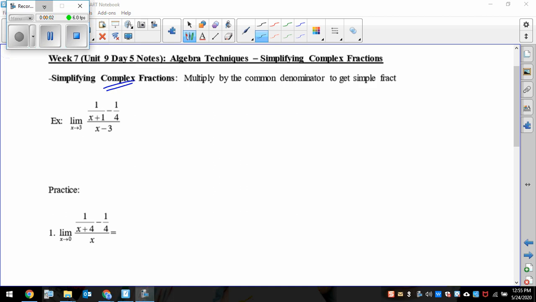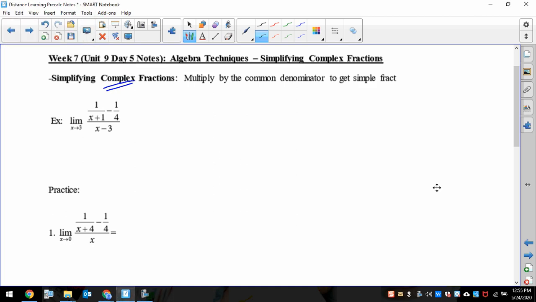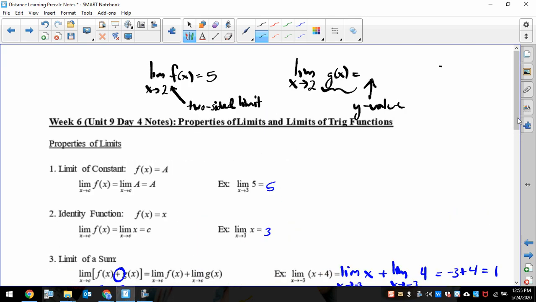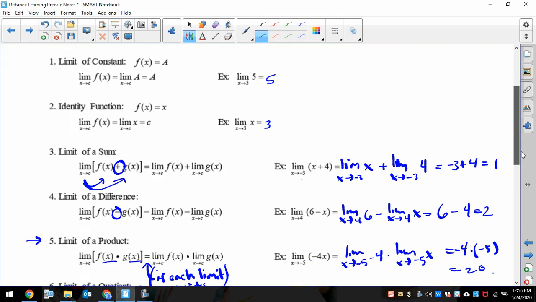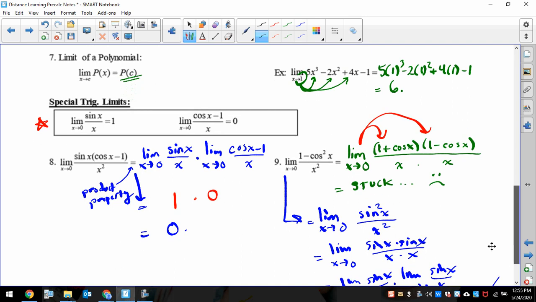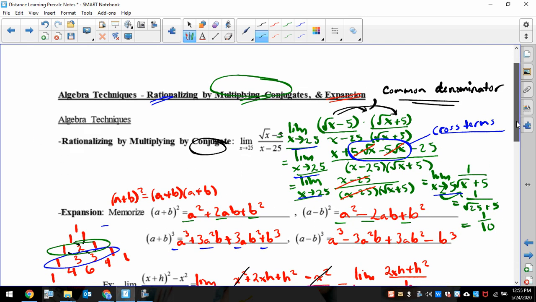All right, welcome everyone. This week we're going to talk about more limits, and specifically limits of complex fractions like the one you see here in this example. Remember what we did last week. So here's some of our notes. We talked about some complex limits with trig functions and also some limits evaluating by the conjugate.